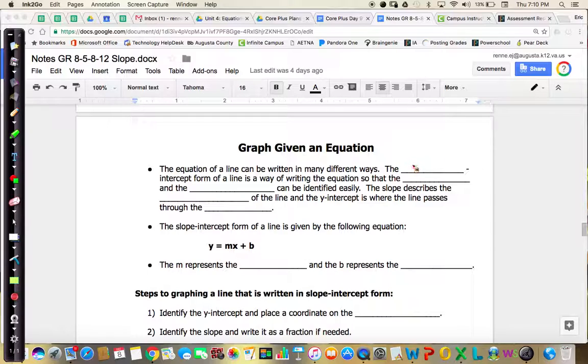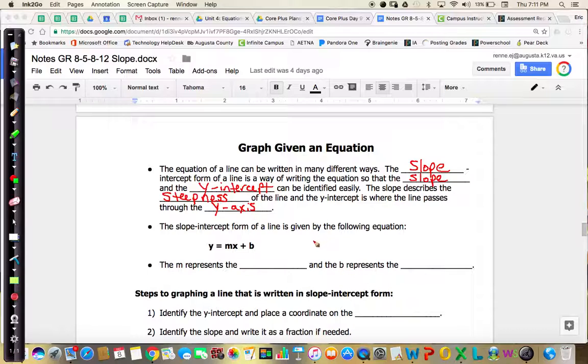So the equation of a line can be written in many different ways. The slope-intercept form of a line, and this is the equation I'm talking about, is a way of writing the equation so that the slope and the y-intercept can be identified easily. The slope describes the steepness of the line, and the y-intercept is where the line passes through the y-axis.